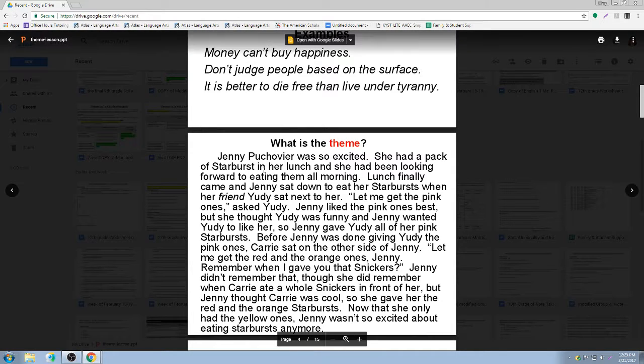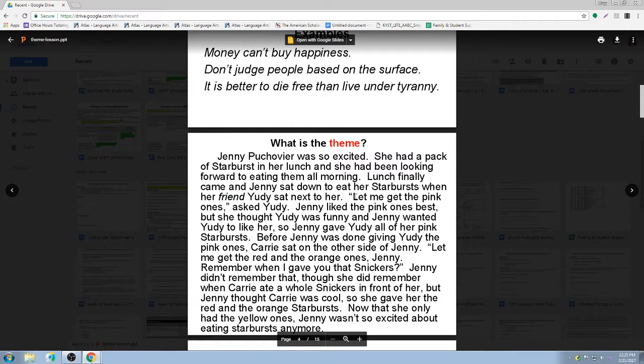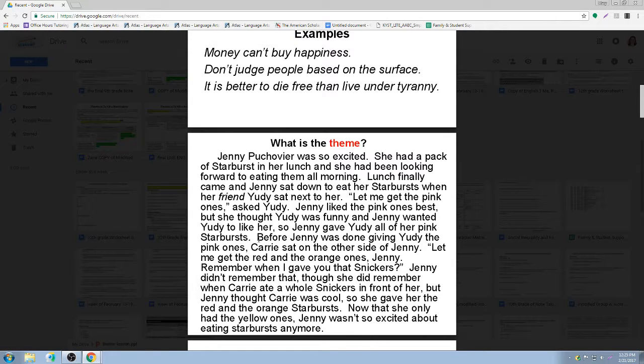So, Jenny Pushover was so excited. She had a pack of Starburst in her lunch, and she had been looking forward to eating them all morning. Lunch finally came, and Jenny sat down to eat her Starburst when her friend, notice how this is in italics, Judy, sat next to her. "Let me get the pink ones," asked Judy. Jenny liked the pink ones best, but she thought Judy was funny, and Jenny wanted Judy to like her. So Jenny gave Judy all of her pink Starbursts.